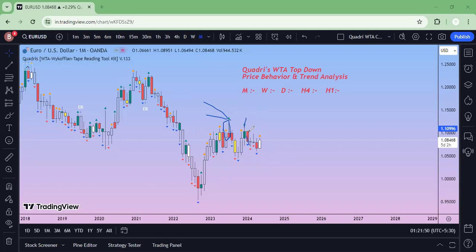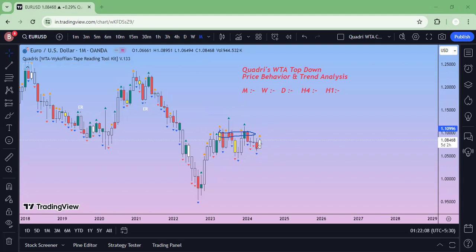So what does that mean? There is some hidden selling taking place over here. This is not demand, because we are already in a particular selling zone. So for me, this entire price band is a selling zone.